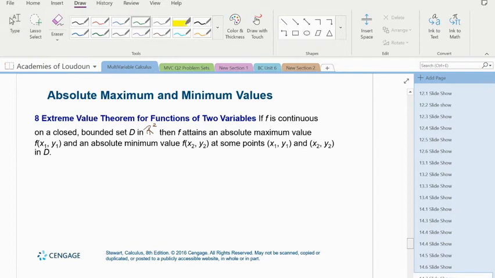To find the absolute maximum or absolute minimum values of a continuous function on a closed and bounded set, you have the following steps. 1, find the values of f at the critical points.